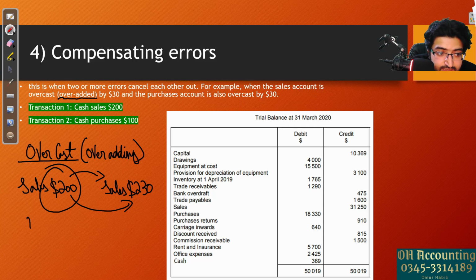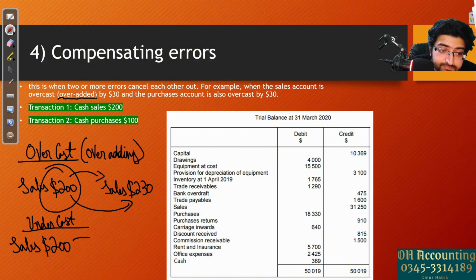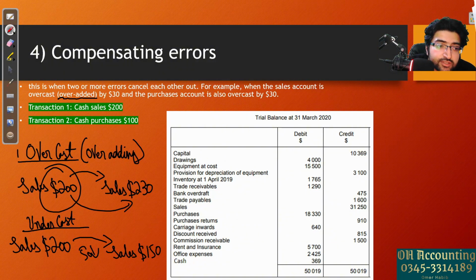On the other hand, there is another term, undercast. Undercast means recording it at a lower value than it should have been. For example, the sales were worth $200, but by mistake, we have recorded sales in our books as $150. This is called undercasting or under recording, right? Because the actual value of sales is $200. We are recording it 50 less. So we are recording sales as 150. This is a mistake. This is called undercasting. So these two terms will be regularly used in correction of errors questions. So you should have an understanding of these terms. I hope you have now, so that you can easily correct the errors.